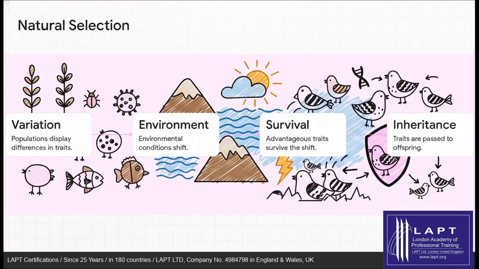Let's walk through this massive concept like it's a mathematical equation, breaking it down into 4 logical steps to see exactly how natural selection operates on a genetic level. Step 1. Variations exist. Within any population, individuals just naturally display genetic differences. Step 2. Environmental conditions shift, presenting a brand new challenge. Step 3. The organisms that happen to have variations best suited to this new environment are the ones that survive. And finally, Step 4. Those advantageous traits are genetically passed down to the next generation.